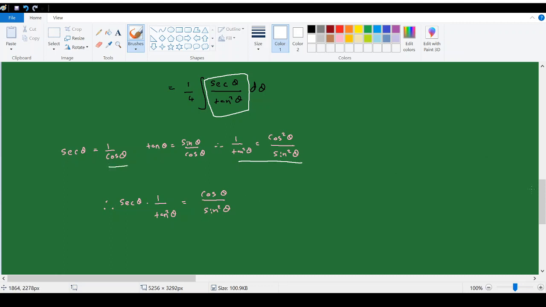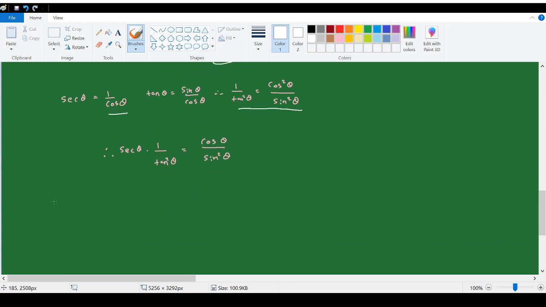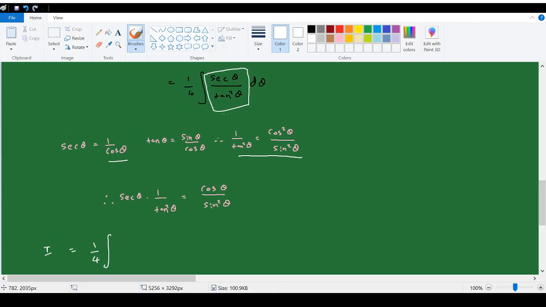In other words, our integral will be equal to 1 over 4 times this one, because instead of the original sec theta and tan theta terms, we can rewrite it in terms of cos and sine. So it becomes cos theta over sine squared theta d theta.